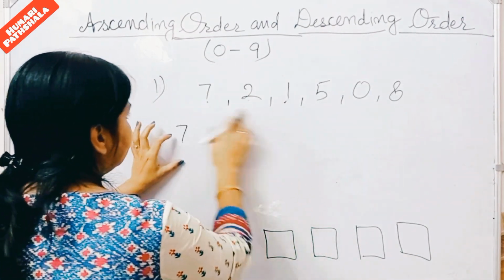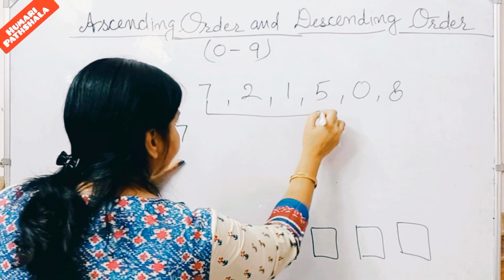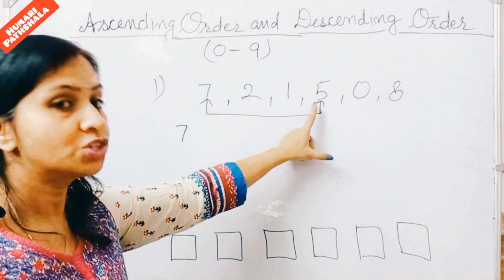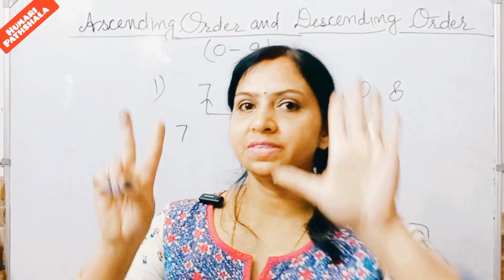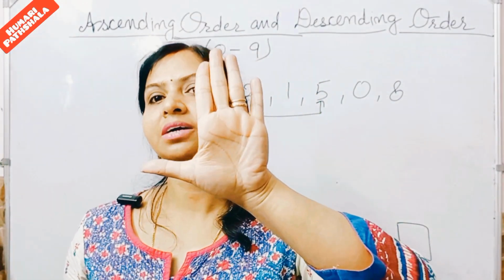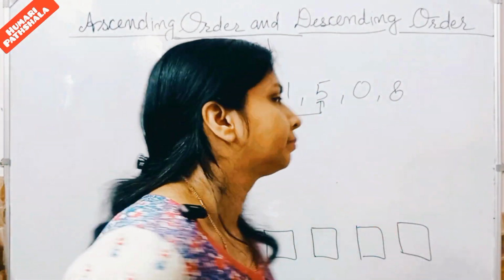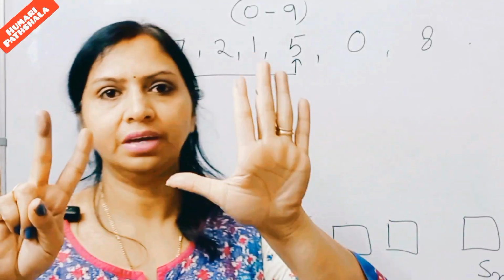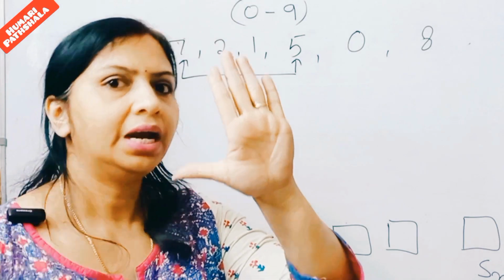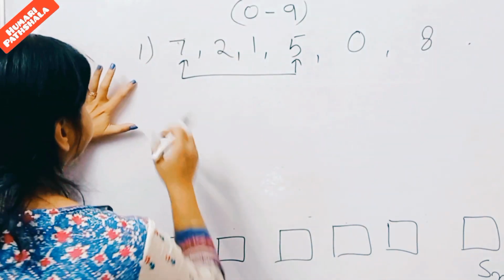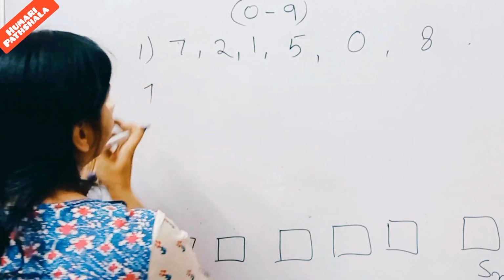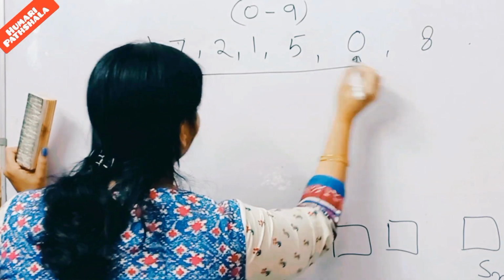Now compare 7 with the next number, 5. Between 7 and 5, which number is bigger? 7 or 5? Of course 7 is bigger.